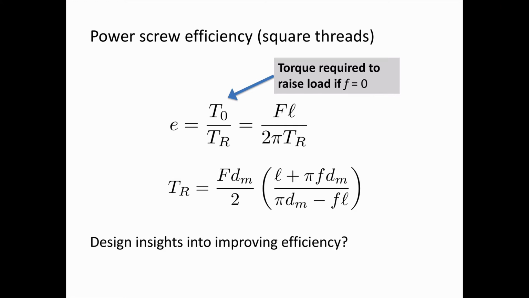Looking at this is another case where it's important to think through what kind of design insights you could get from these relationships to help you learn how to design power screws to improve efficiency. Of course, reducing friction is going to improve efficiency, but what else might you change to improve efficiency?